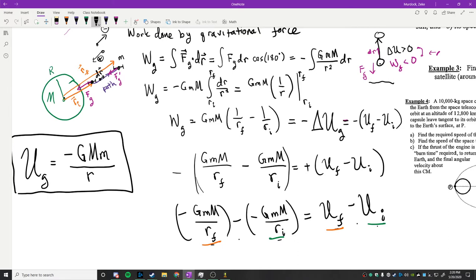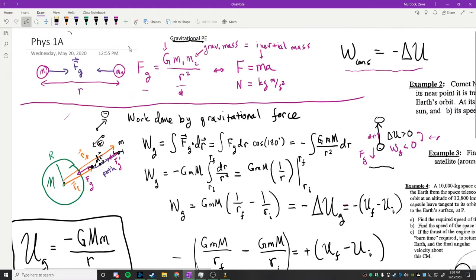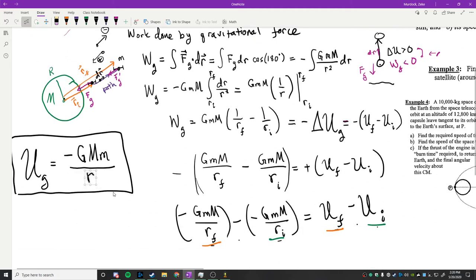That right there: negative big G M m over R. Notice that it is a little bit different than the force. There's only one difference, or two, I guess. There's the negative sign. You have to remember that part. And you've got the R squared down here for force. So for force, it's R squared. For energy, it's just divided by R.